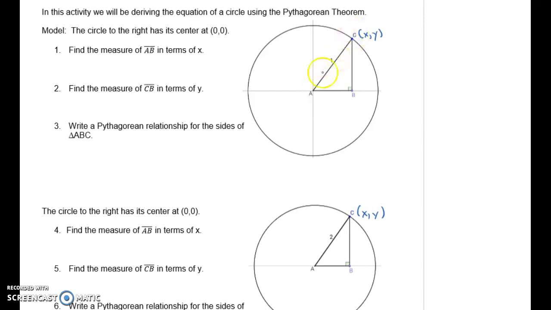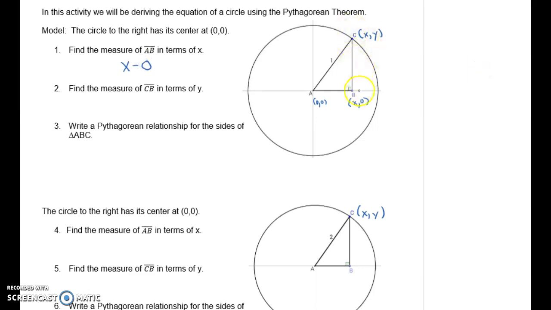So we have a radius here of 1, and this point here, C, is at x comma y. If I'm looking at point B, that would be at point x comma 0. And then A would be at 0, 0. So if I want to think about the measurement of AB in terms of x, technically we're just going in the horizontal direction. We're going x units. But I'm not going to write it as just x, I'm going to write it as x minus 0, because we ended at x and we started at 0.